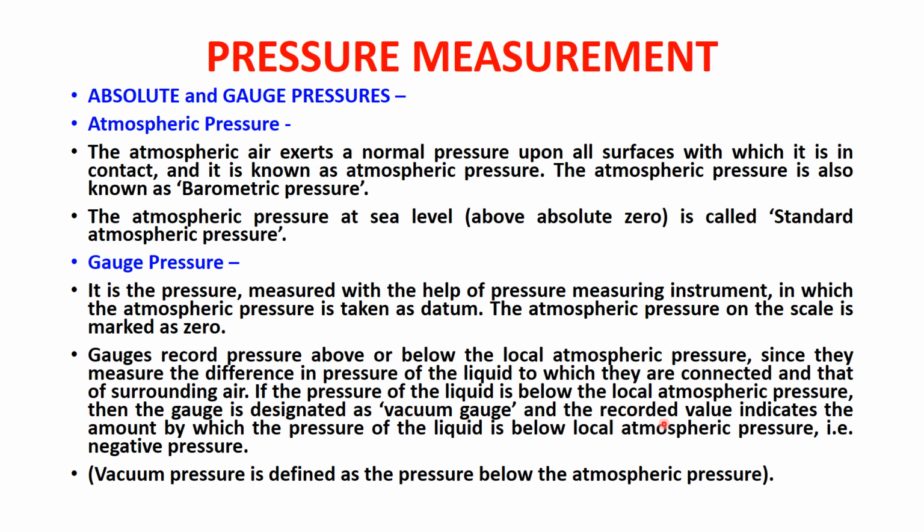The recorded values indicate the amount by which the pressure of the liquid is below local atmospheric pressure. So vacuum pressure is defined as the pressure below atmospheric pressure. As we have explained, the pressure below atmospheric is vacuum. It will have some negative value, but it will be regarded as a vacuum pressure.